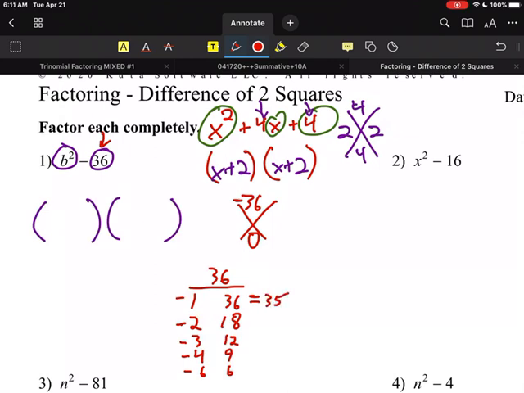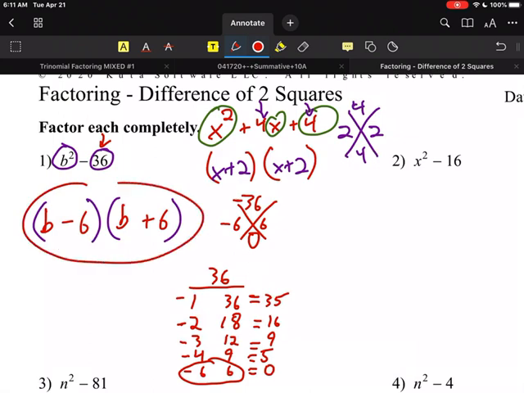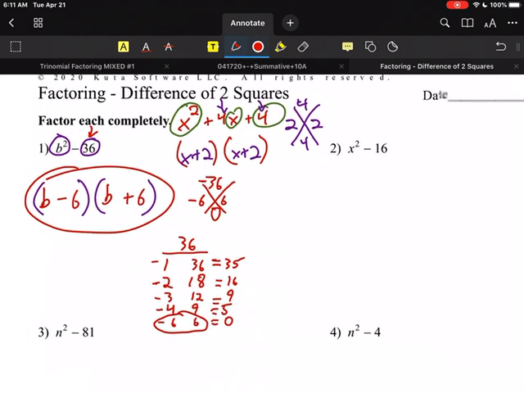So negative 1 plus 36 is 35. Negative 2 plus 18 is 16. Negative 3 plus 12 is 9. Negative 4 plus 9 is 5. And negative 6 plus 6 is 0. Bingo. Okay? So I'm going to put a negative 6. I'm going to put a plus 6. And then remember my variable, in this case, is b. And I'm done. All right?